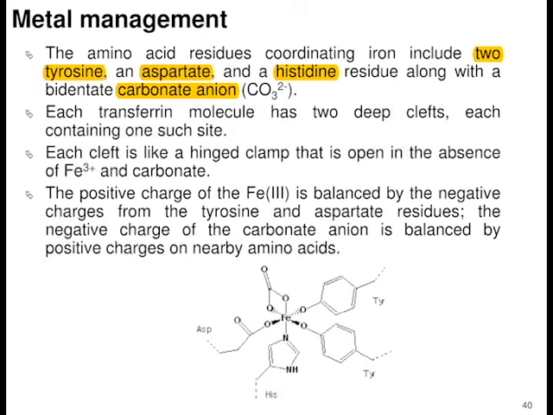So this is what happens. In the domain, there are 2 tyrosine residues, 1 cysteine, and 1 aspartic acid. This is the active site for transferrin. When I say apotransferrin, that means nothing bound, only the 4 residues.